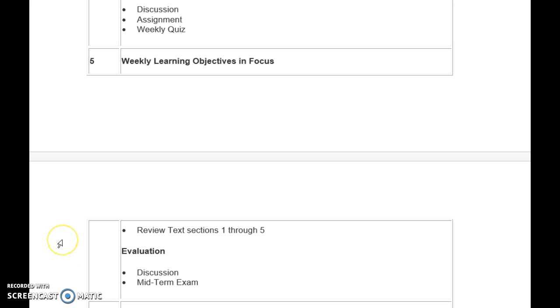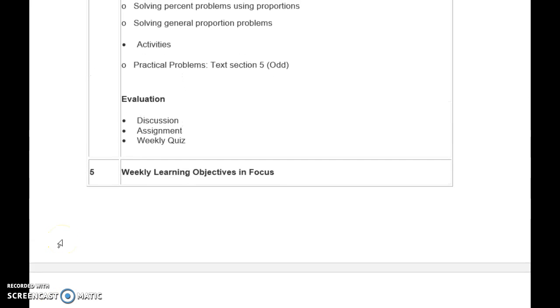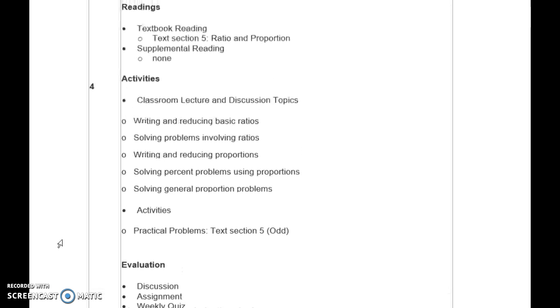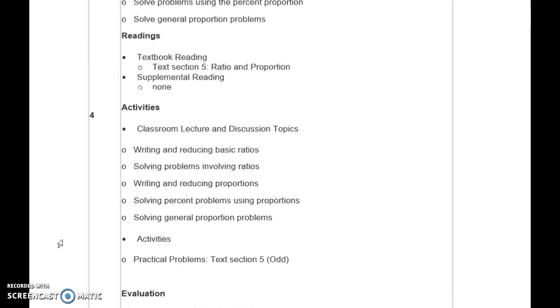So let's just take a quick peek back at the previous weeks. Week 4 was the week that we have just finished, and week 4 covered section 5. Section 5 was the 2 units on ratio and proportion. So being able to write ratios and reduce them, being able to solve problems using ratios by setting up proportions, that was the key to this particular section. So units 20 and 21 were for week 4.